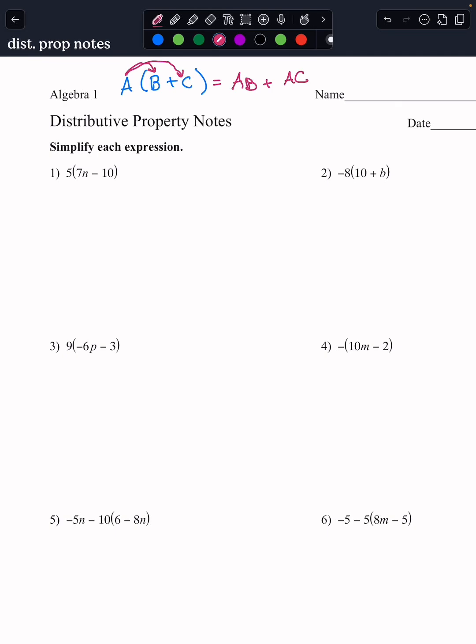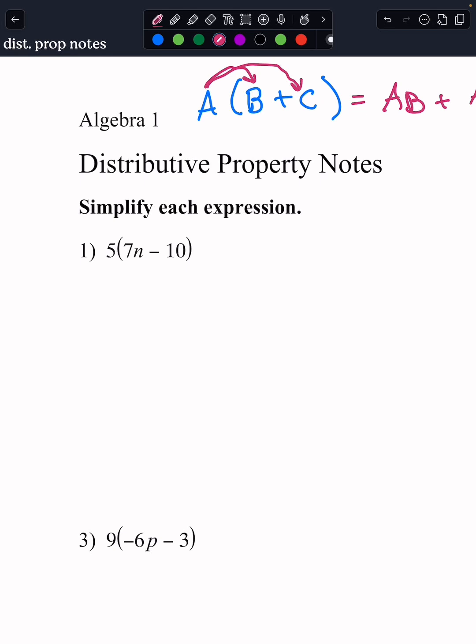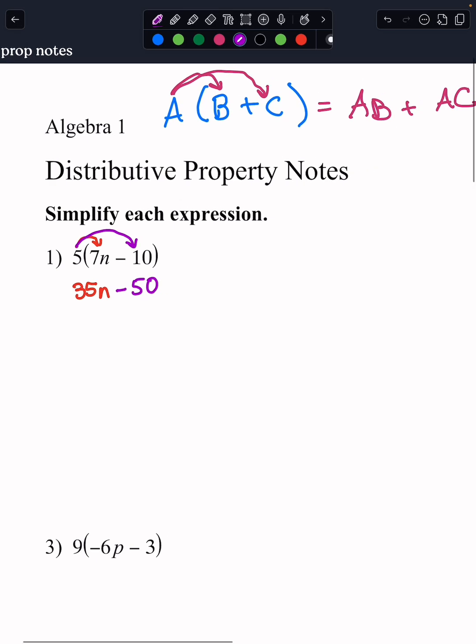So right here in number 1, I have 5 on the outside and I have 7n minus 10 on the inside. So what I'm going to do is multiply this 5 times 7n, and that's going to give me 35n. And then I'm going to multiply this 5 times negative 10, and you get negative 50. Okay? And that's the distributive property. That's simple.